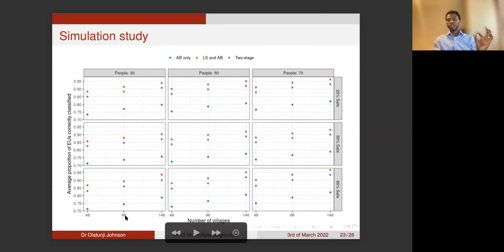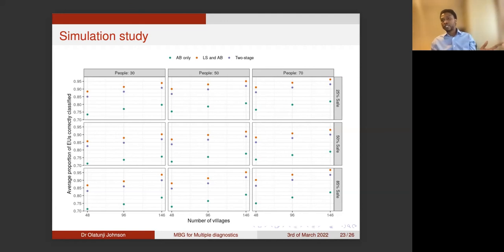We sample 48, and we check how our model behaves on 96 and 146 villages. Let me tell us what goes on in the rows. In the rows, I have 25% safe here, 50% safe, and 85%. What we are trying to do here is mimic different settings. We are saying, okay, this is the data from Gabon. What if it's another country that has probably a different prevalence level? How would our approach behave?